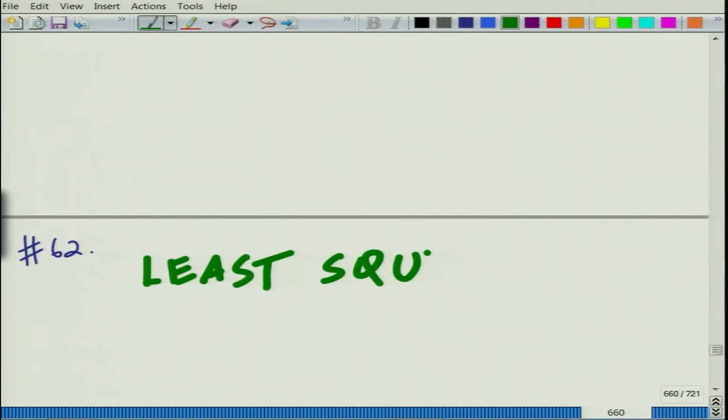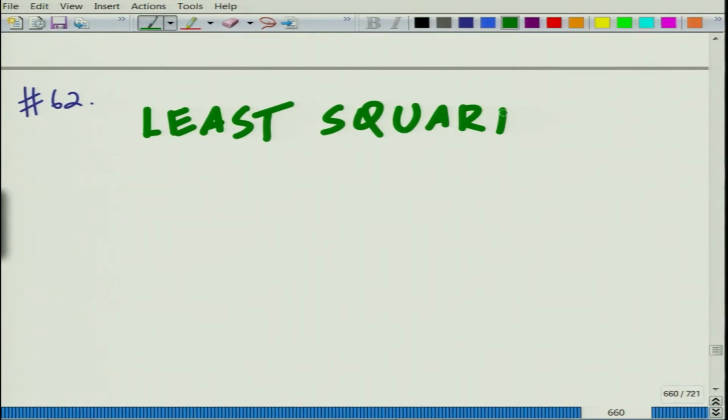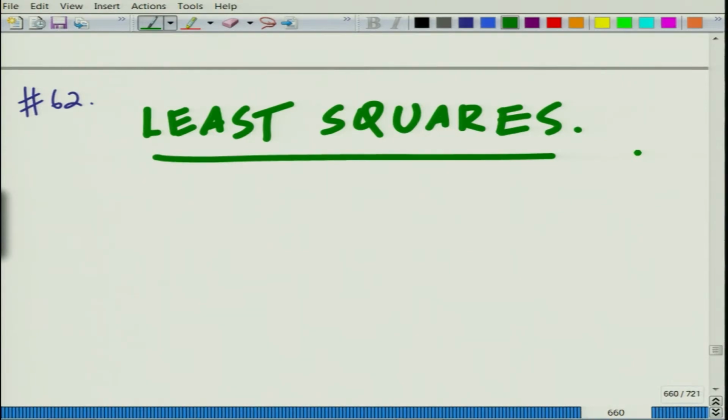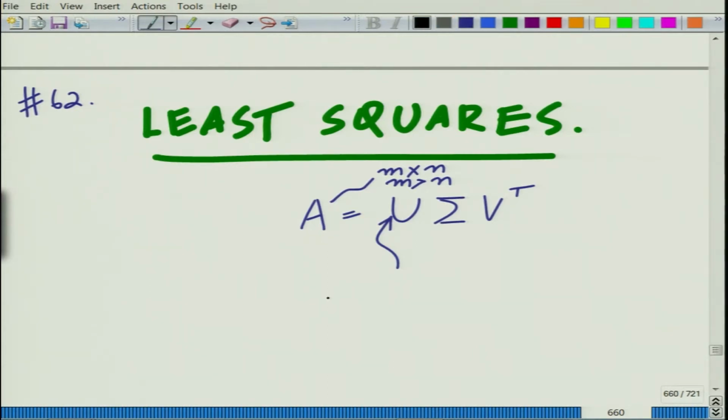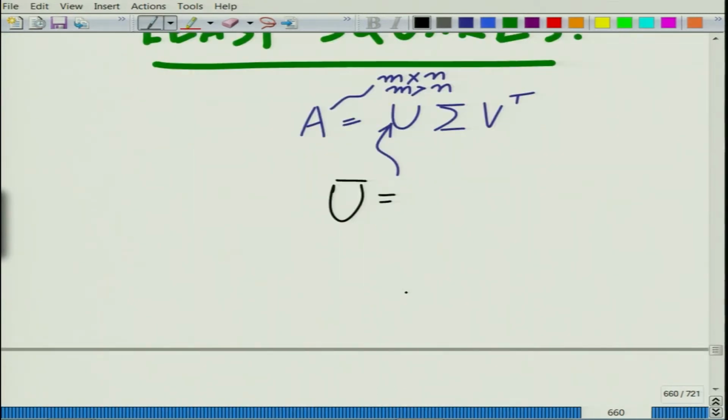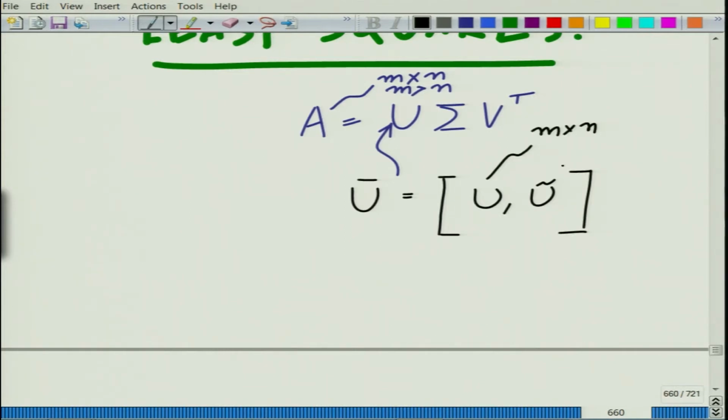So, we are revisiting our least squares problem, and so we have A equal to U sigma V transpose. A is a tall matrix, A is M cross N with M greater than N, and therefore, I can expand U as follows, that is, U bar, which is basically equal to the matrix U tilde. So, this is your M cross N matrix, and this is your M cross M minus N matrix, and I can always find.